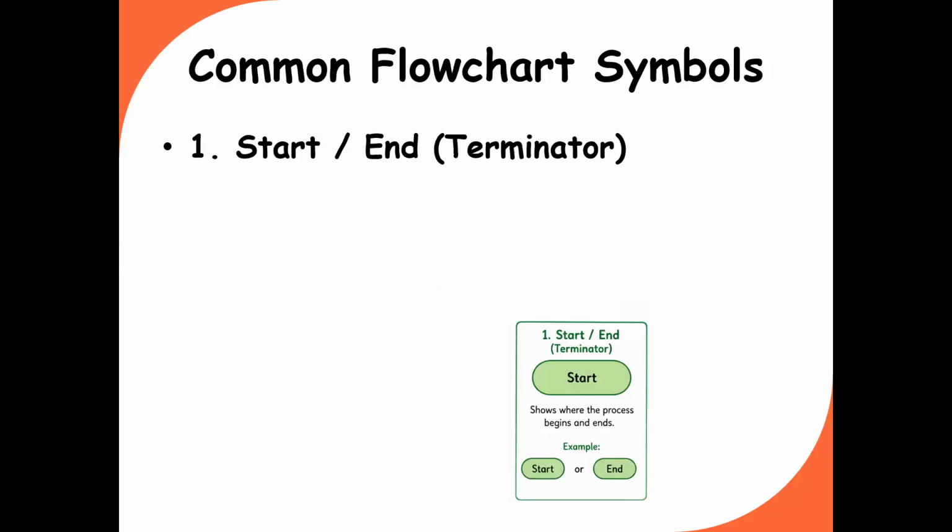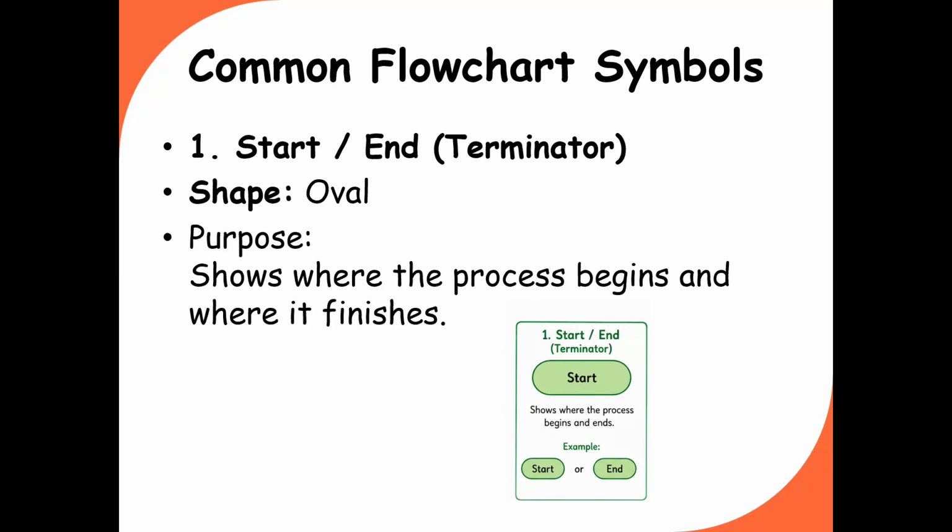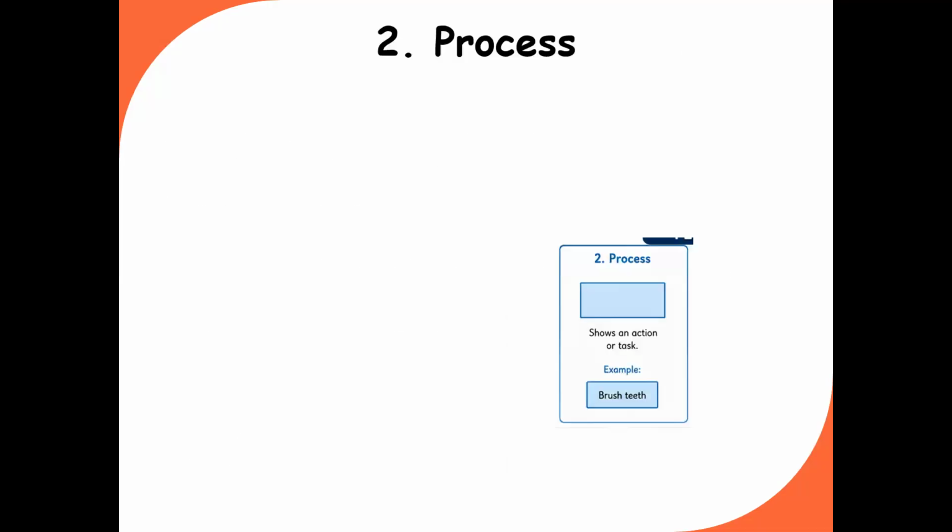Common flowchart symbols: the start and end terminator. Start is the beginning of the flowchart, and end, by another name, is called the terminator. This is the symbol for the start. The shape is oval. Purpose: it shows where the process begins and where it finishes. Examples: start, end. Then we move to process.